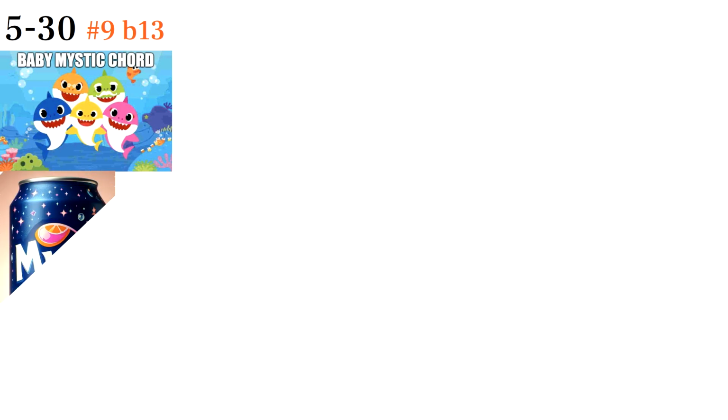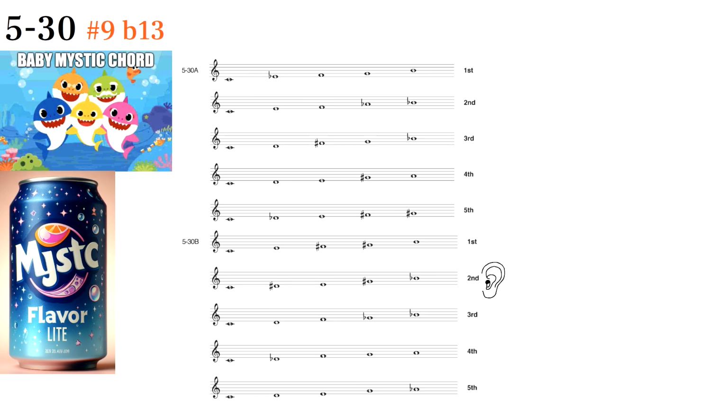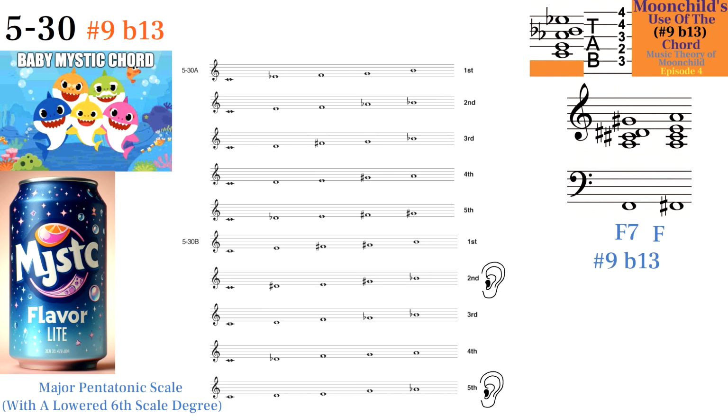5-30 is a sharp 9 flat 13 chord I like to call the baby mystic chord. I call it this because it has a lot of the flavor of the mystic chord, just missing the 1st scale degree. We can also think of it as the major pentatonic scale with a lowered 6th scale degree. I made a video about how Moonchild applies this chord in a neo-soul setting.